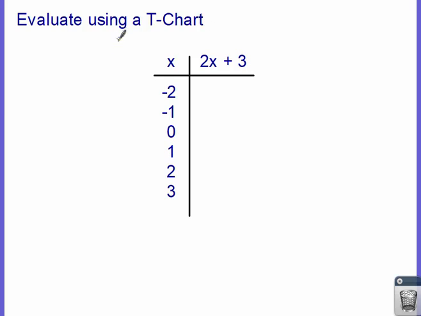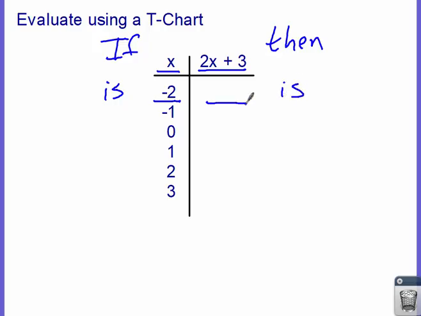And what it says is, if x is negative 2, then 2x plus 3 is what? Okay? So this T-chart really asks us a series of questions, and all we have to do is answer those questions. So this first time, our x value is negative 2. So we would do exactly like we just got through doing. We would take our expression, and I would substitute in my x value. So I would do 2 times negative 2, which is negative 4, plus 3, and get negative 1 as an answer.